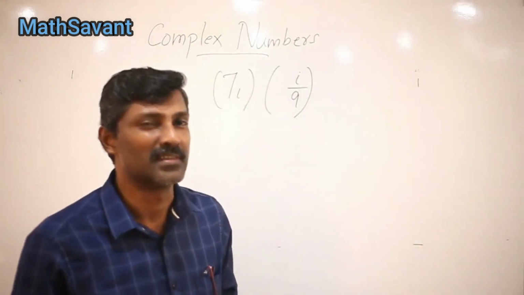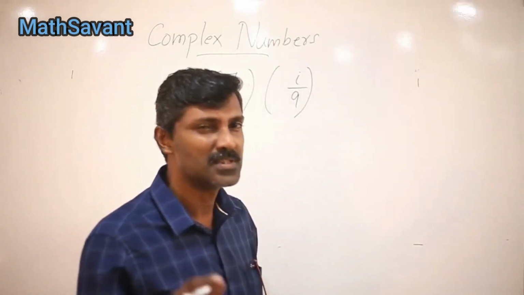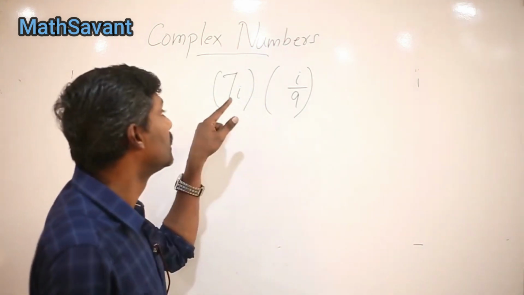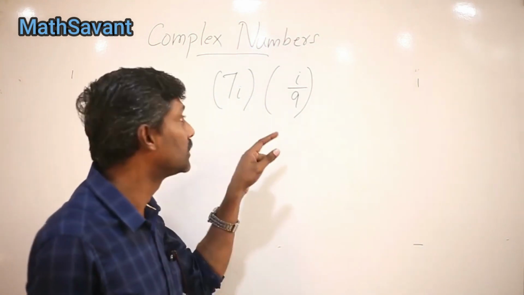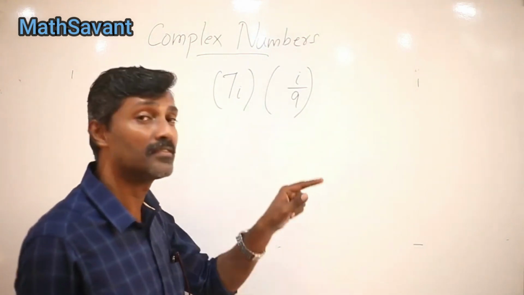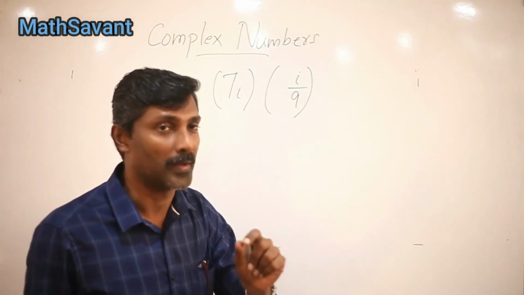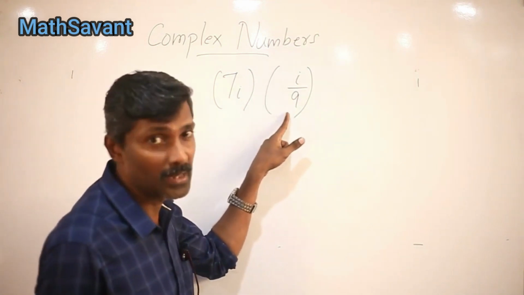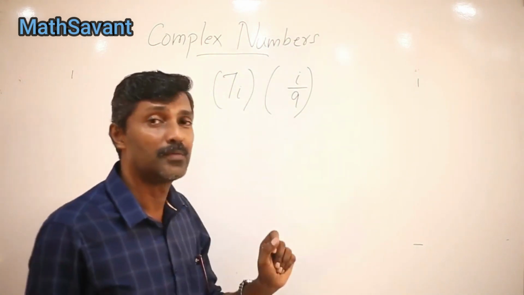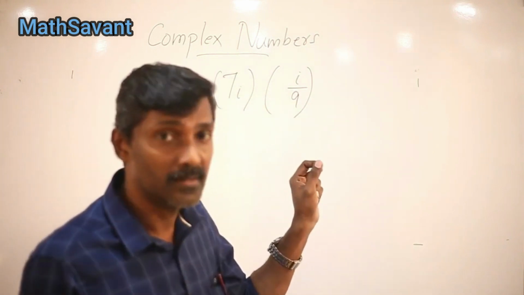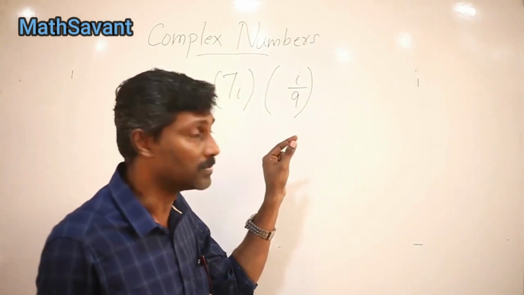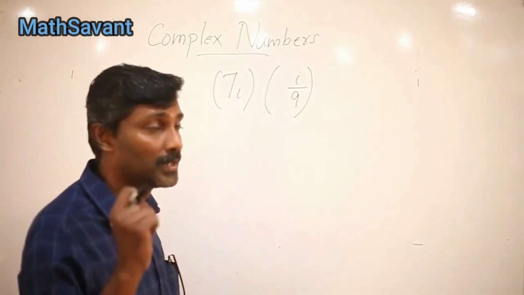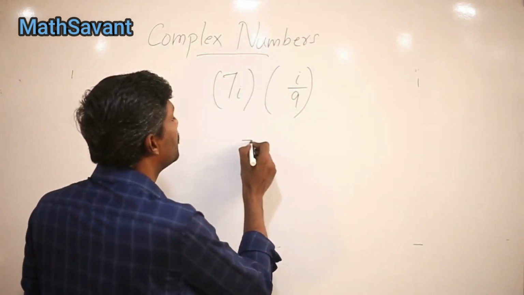Let's go to the next question. A very simple one, but just try it yourself. This is the question that is given here. We have to express the product of these two numbers in the form a plus ib: 7i into i divided by 9. The question is we have to express the product that we get on multiplication of these two numbers in the form a plus ib.